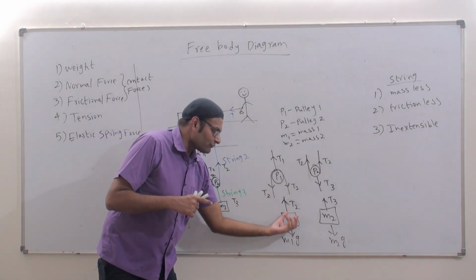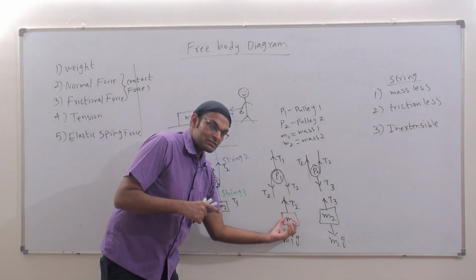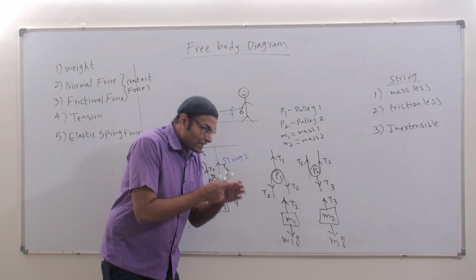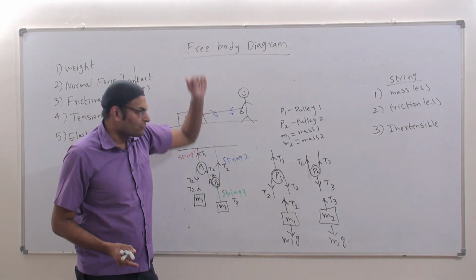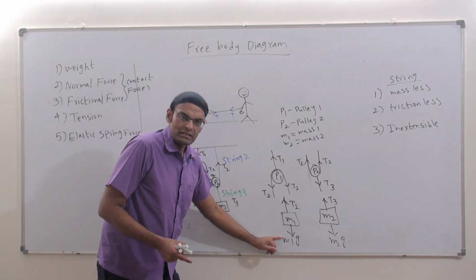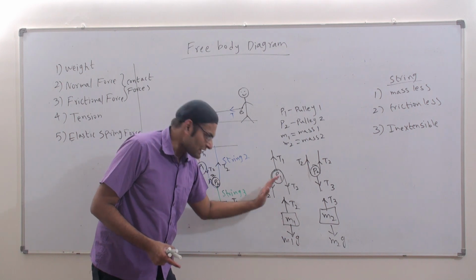So the point of discussion is what? The object that is considered is M1. So tension always goes away from the object. So it is T2, and here what is this M1? M1G is a weight that is acting downwards.